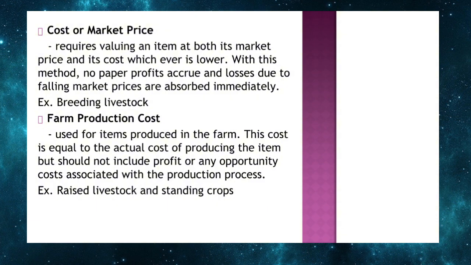This slide also introduces the farm production cost method. This method is used for valuing items produced within the farm itself, such as raised livestock or standing crops. The value is based on the actual production cost, excluding profit or opportunity cost. This method provides a realistic estimate of the asset's cost without exaggerating its value. It is especially important for internal farm-produced goods that are not yet sold.